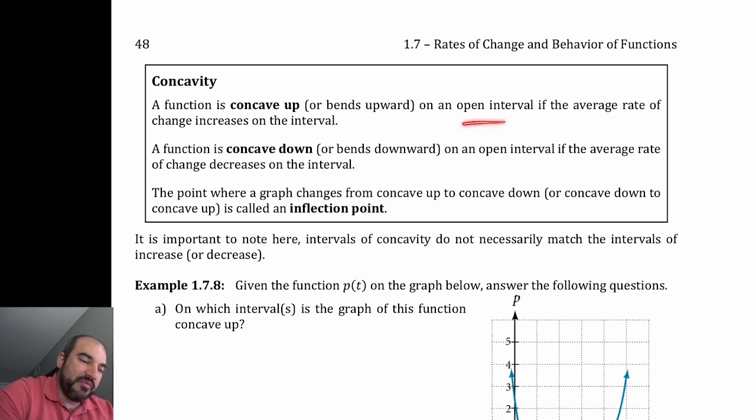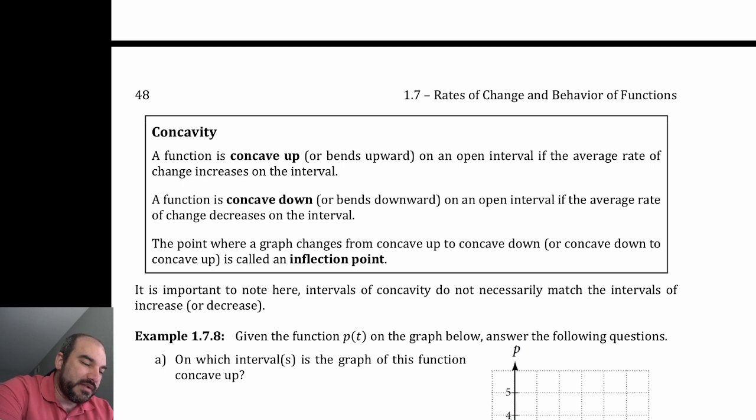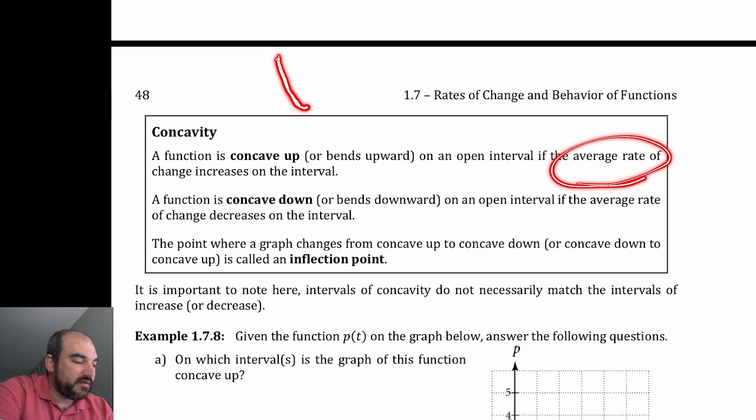A function is concave up on an interval if the average rate of change increases. That seems kind of weird because, again, we talked about this being concave up, right? On this interval, the average rate of change is increasing on this whole interval. If you look at the average rate of change from here to here versus from here to here, it is going to be smaller. So it is going to increase, even though the graph is decreasing on the left half of it, the average rate of change is going to increase as you move from left to right, right?